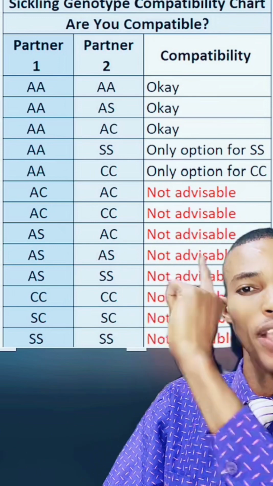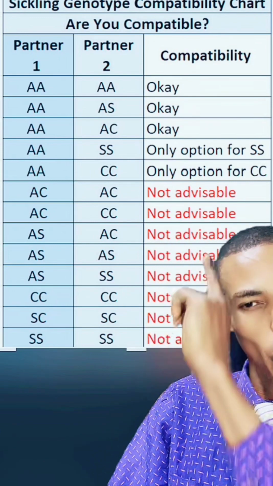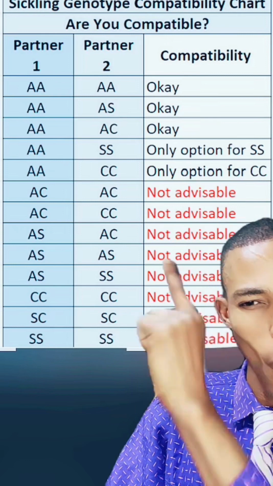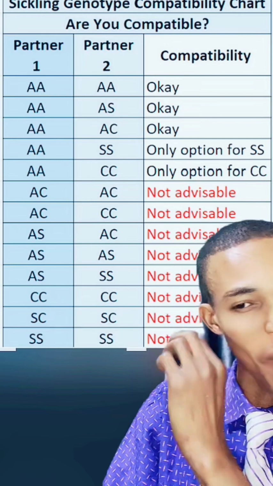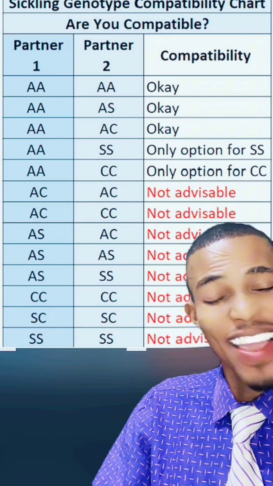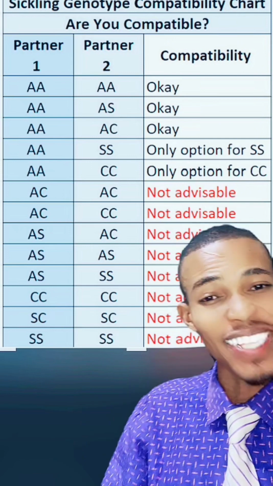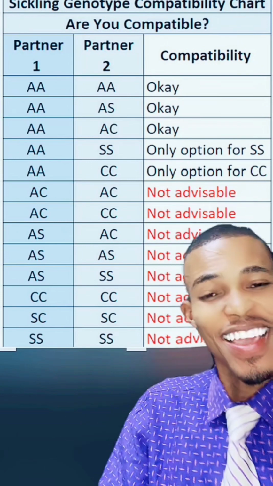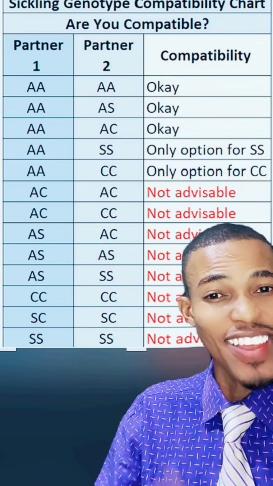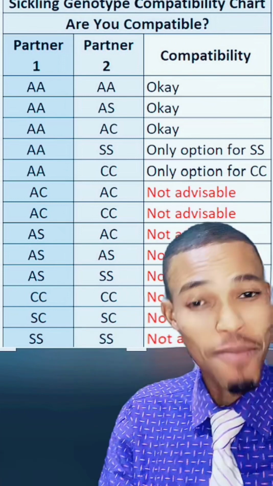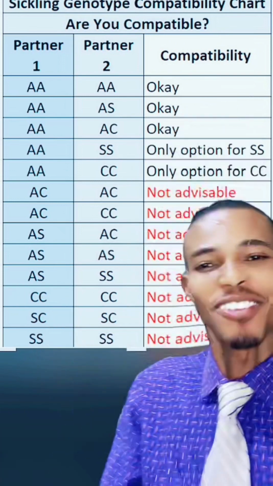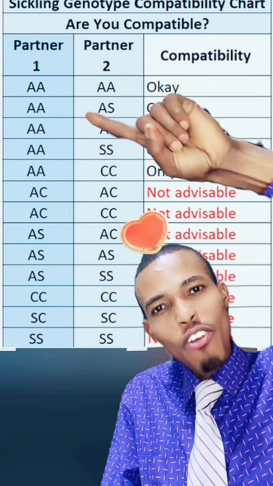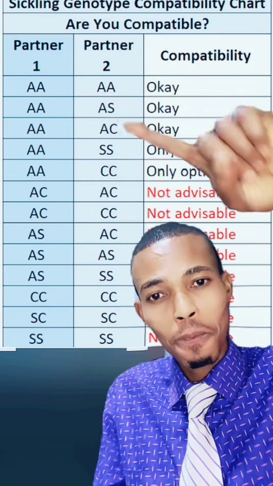Please, if you are here and you are not yet married, take this very seriously. If you are SS, your husband is SC, or you are AC, and you have a child who is AA, please, you have to think. Take note of that. The normal one is this.